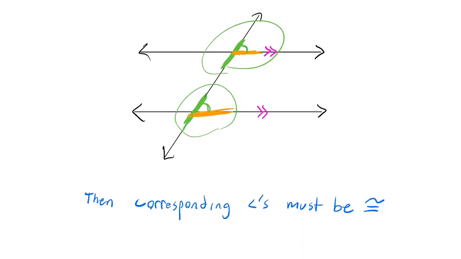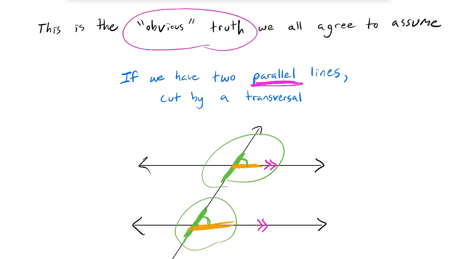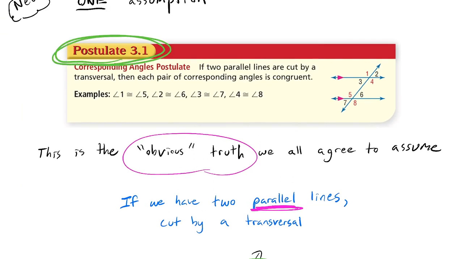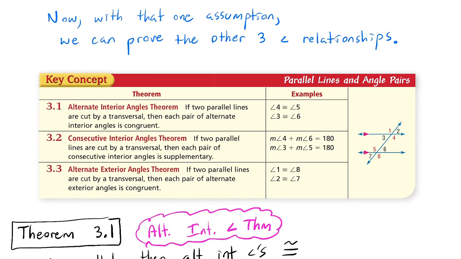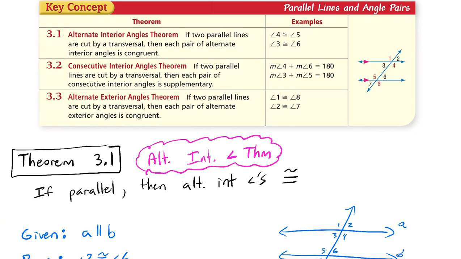So if two lines are parallel, then corresponding angles must be congruent. That is the only postulate having to do with parallel lines that we're going to assume. And then the other ones, the alternate interior, the alternate exterior, the consecutive, we can all prove based on this one assumption, this one obvious truth. Okay, so let's go ahead and do that. If you want to jump ahead to me doing more problems, you can, but I'm going to prove the three theorems right now. Okay, so first one, alternate interior angles theorem. That's going to be the name we refer to. In shorthand, it simply says if parallel, then alternate interior angles are congruent.